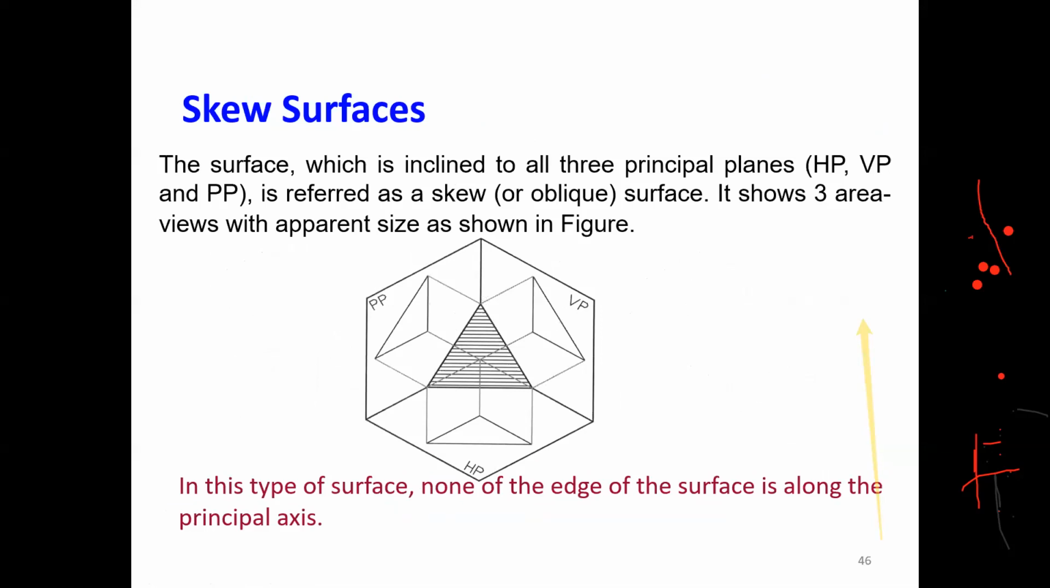Then skew surfaces. Skew surfaces means it is inclined to all the reference planes. So it's a kind of triangular pyramid. It is kept in here so that all these surfaces are inclined to all the reference planes. Only this one, I think, is also inclined. So all the surfaces are inclined to all the reference planes. So this is what the skew surface is.